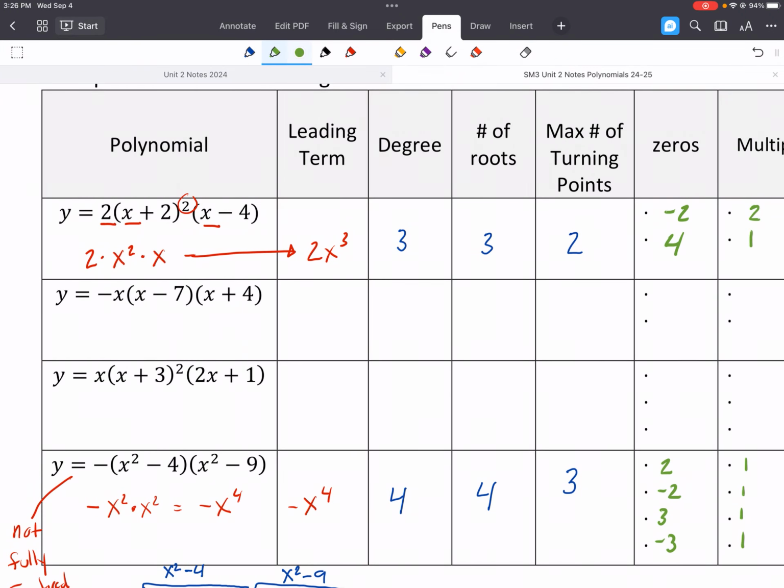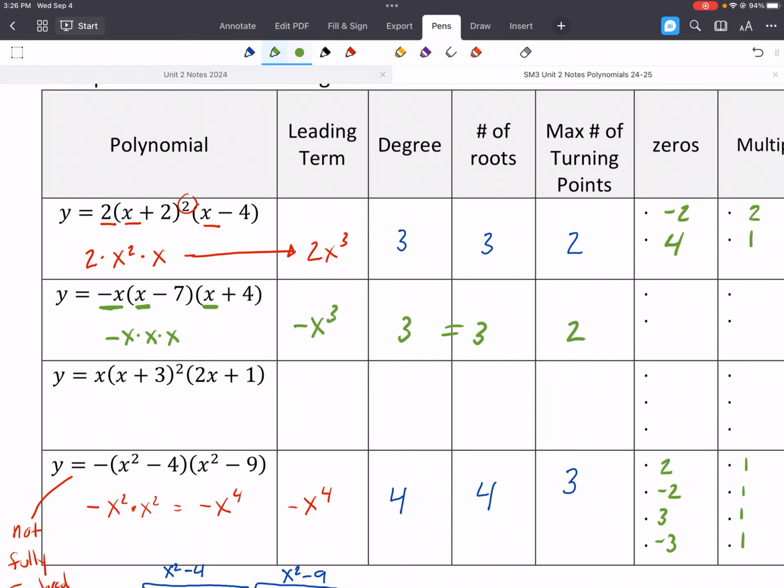So first off, we want to find the leading term. Again, we want to multiply these. So negative x times x times x would give us negative x to the third. Degree would be 3. The number of roots would be 3. So those are the same. They should always be equal. The max number of turning points is 3 minus 1, so 2.